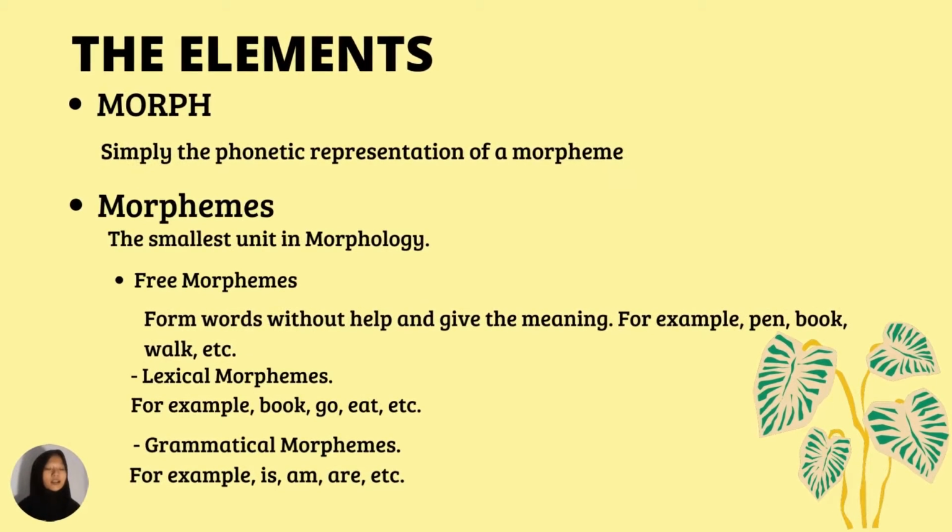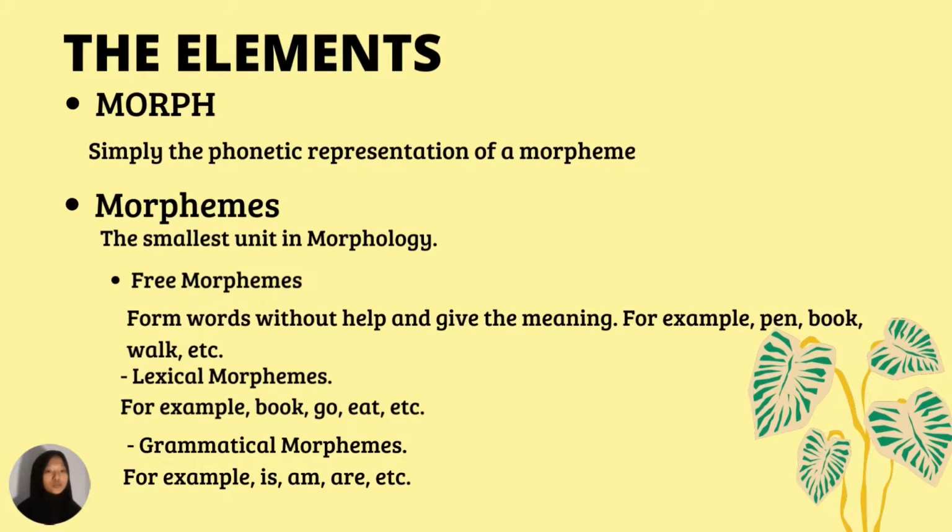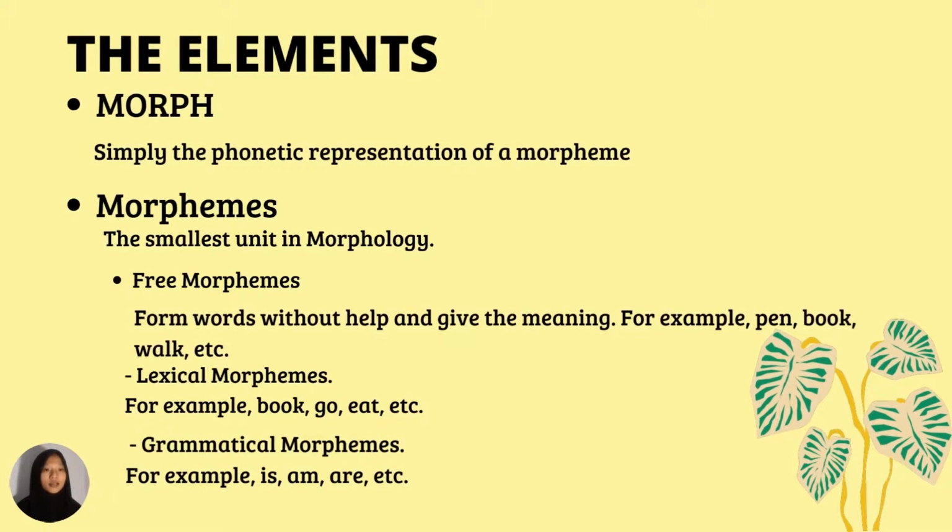The next is the elements. The elements used to form words. They are three: morph, morphemes, and allomorph. Morph is simply the phonetic representation of a morpheme, or we can say that morph is how the morpheme is said. It's abstract. And the next is morphemes. Morphemes is the smallest unit in morphology, as I said in the object of study of morphology.